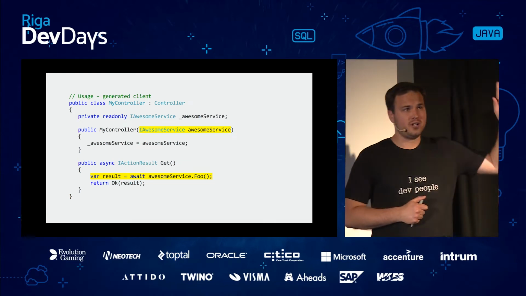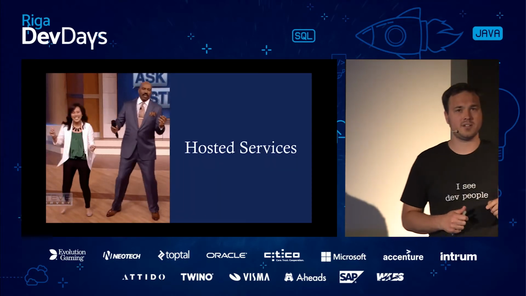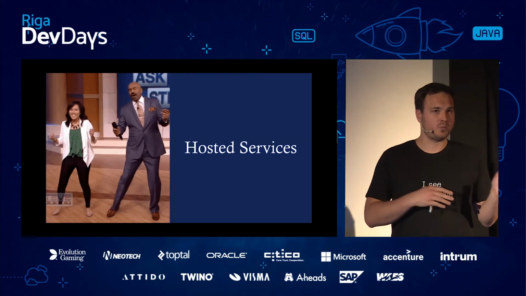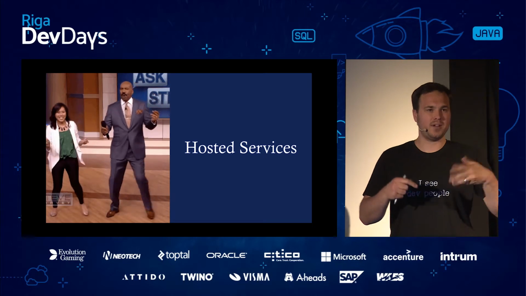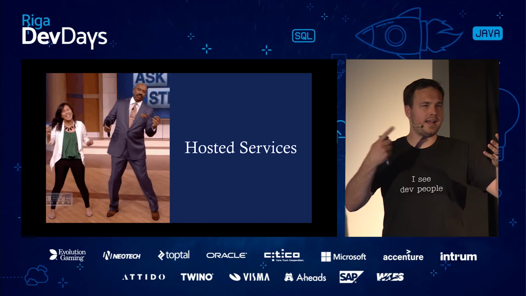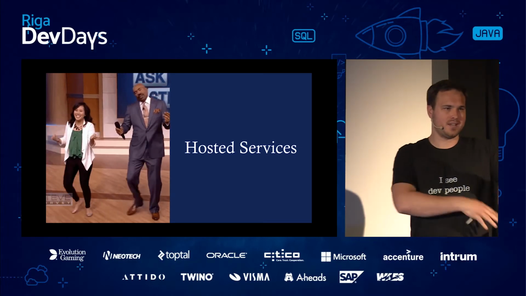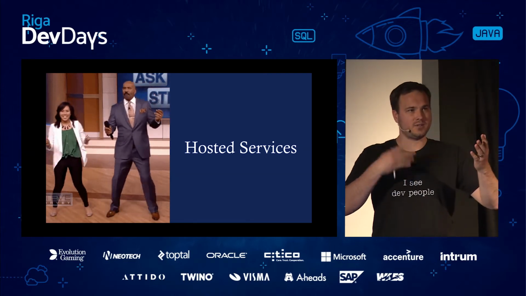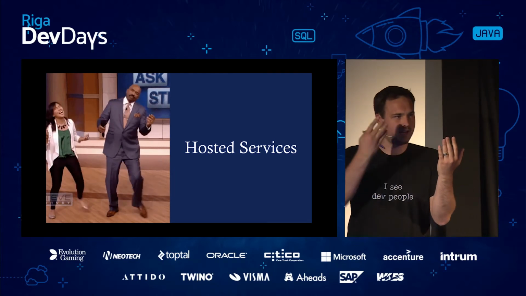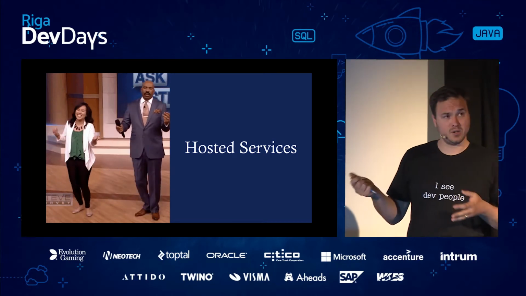Who has ever heard of hosted services? Did you guys know you can run a background service in ASP.NET Core? I'm not talking about Windows services. I'm talking about when your API starts up, you can have a separate process that does things in the background. This is quite handy if you want to do cleanup jobs or pull tweets, hashtag Riga Dev Days, and put them somewhere locally, like a cache. It's the same process, but in a separate thread that is running. It's called hosted services, and the interface is IHostedService.